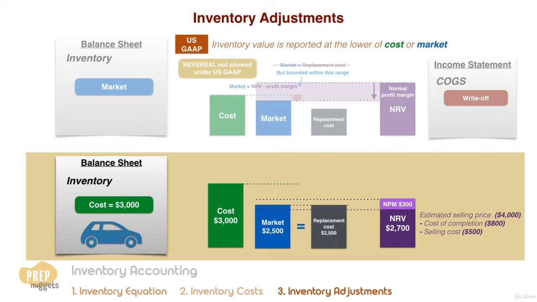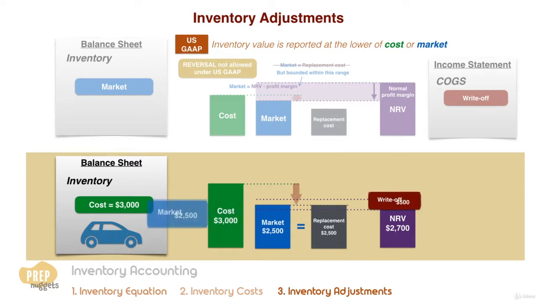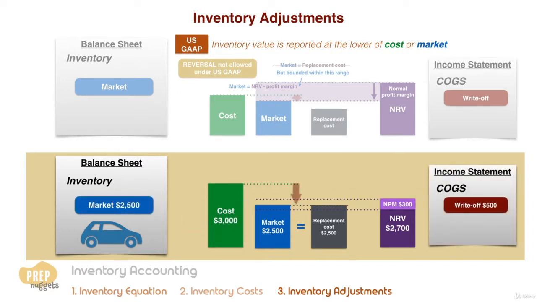Since market is less than the cost, which is recorded at $3,000, we need to write down the inventory value by $500 to $2,500. The write-off is recorded as a loss in the income statement. The balance sheet value for the car is reduced to $2,500. Remember, even if the market price recovers in the future, reversals of write-downs are not allowed under US GAAP.